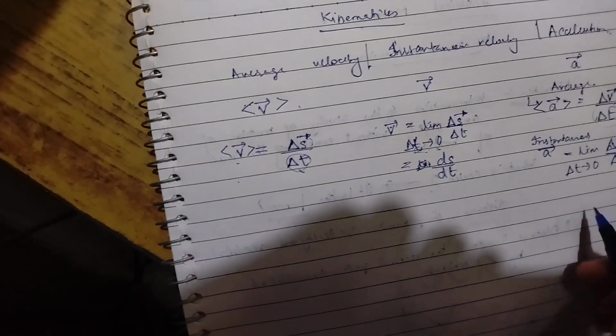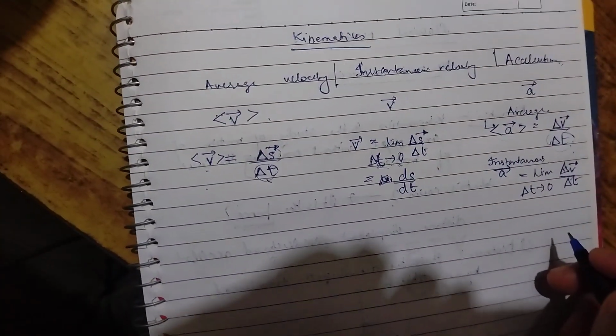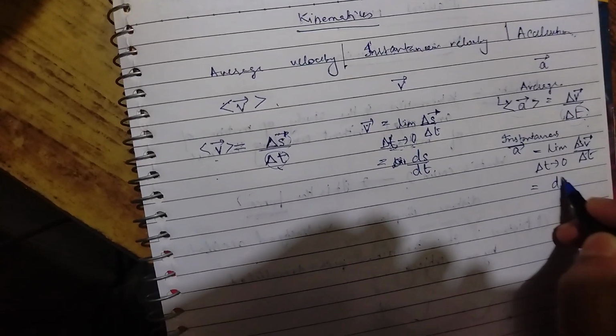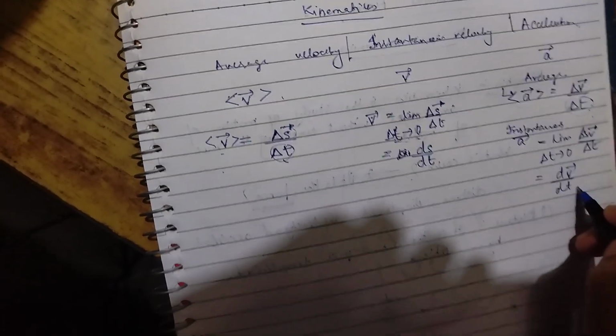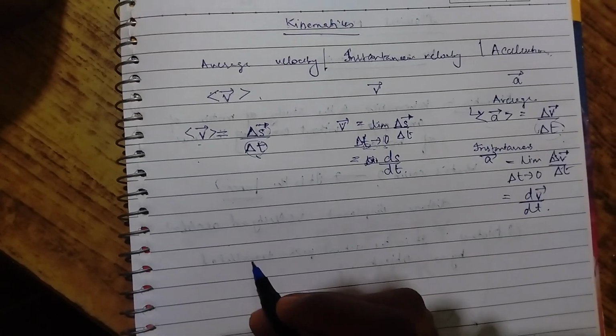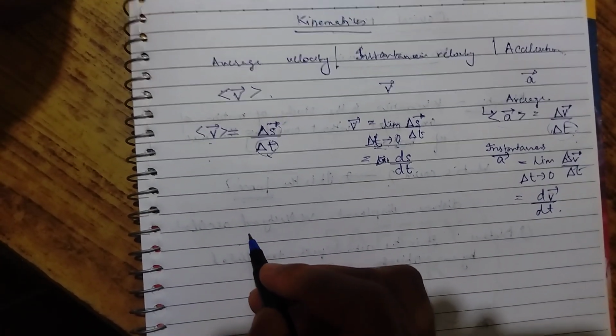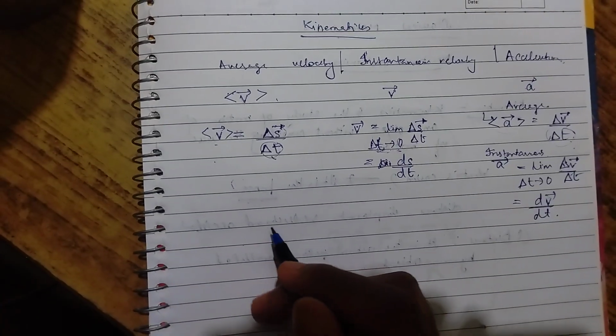This is important because this is a vector quantity, so this would be dv by dt. We can take up a question as well, and we can discuss another thing.